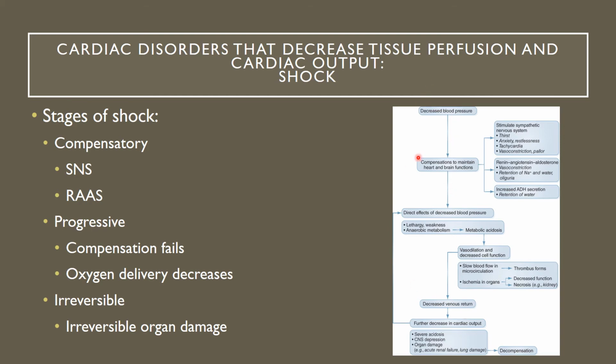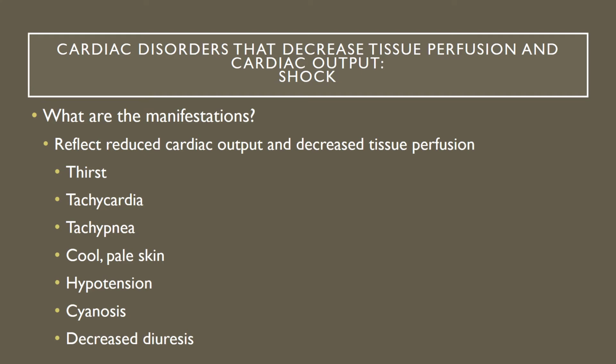So if somebody's going into shock, you really want to target it right away and get it treated while the compensatory mechanisms are still working, and so try to work with them and reduce the chances that the disorder carries on further. What are the manifestations of shock? They should all be manifestations that reflect a reduction in cardiac output.